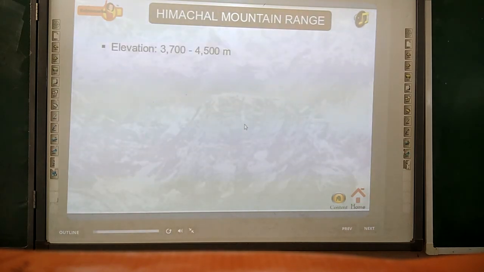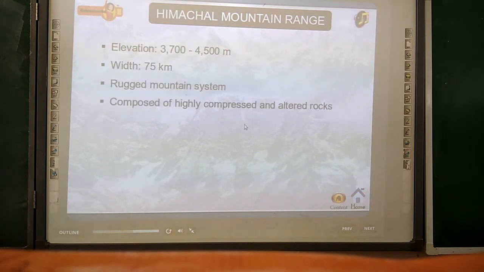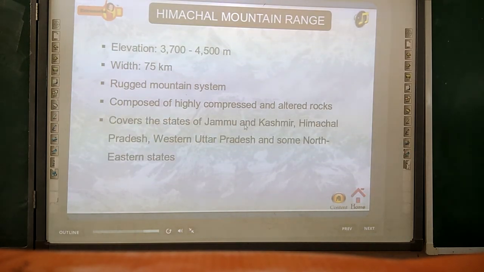The middle Himalayas, or the Himachal, lies to the south of the Himadri. It has an elevation ranging from 3,700 to 4,500 meters and has a width of 75 kilometers. It is a rugged mountain system which is composed of highly compressed and altered rocks. It covers the states of Jammu and Kashmir, Himachal Pradesh, Western Uttar Pradesh, and some of the northeastern states. The Himachal mountain ranges are well known for their valleys and hill stations.